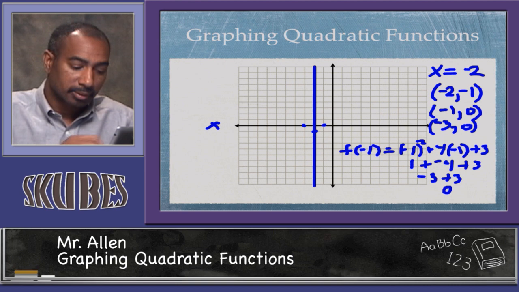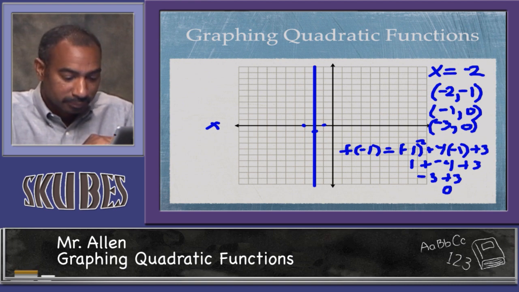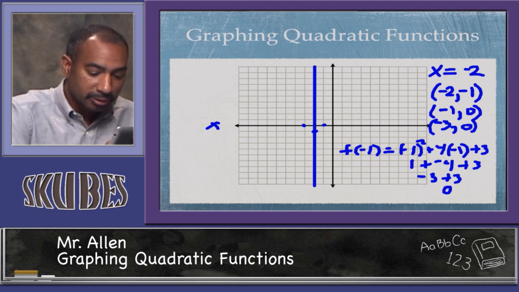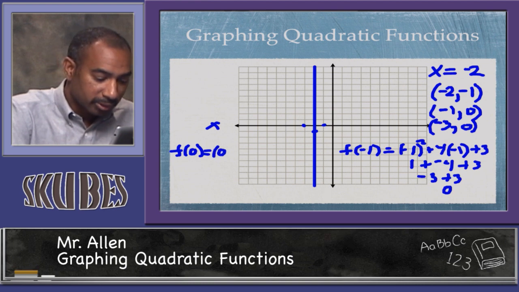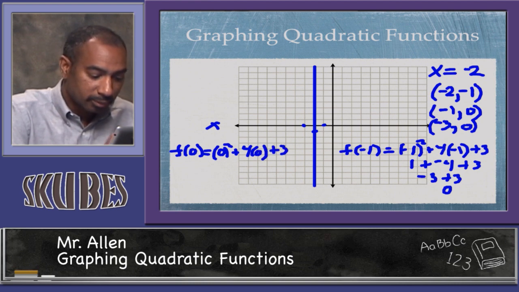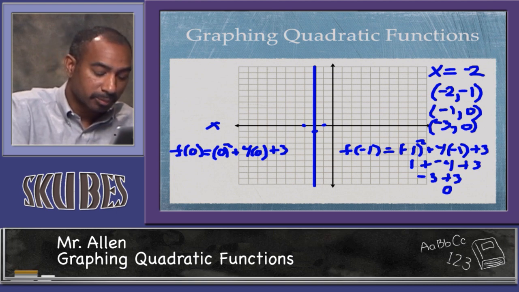Let's do one more. To the right of -1 is 0. So if I plug in 0 for f of x, I get 0 squared plus 4 times 0 plus 3. Well, 0 times 0 is 0, and 4 times 0 is 0. So I'm just left with 3. So when x is 0, I get y is 3.